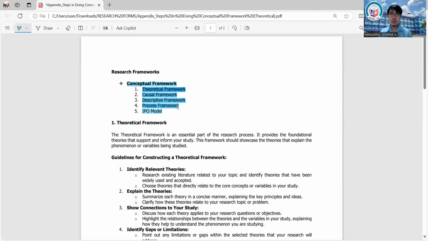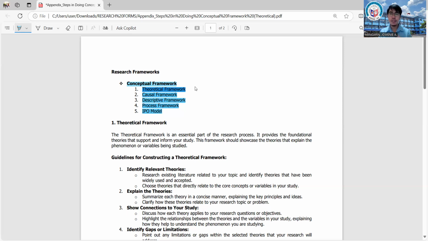Halimbawa naman, gusto mong gumamit ng theoretical framework as recommended first framework, and then gusto mong ipakita yung problem na gusto mong isolve, yung process na gagamitin, and then what will be the possible outcome. So, pwedeng theoretical framework and then IPO model. So, ibig sabihin, we can use two frameworks sa paper natin. But ang number one dapat sa mga yon ay theoretical framework, and then hanap na lang tayo na pwede nating i-partner sa ating theoretical framework.